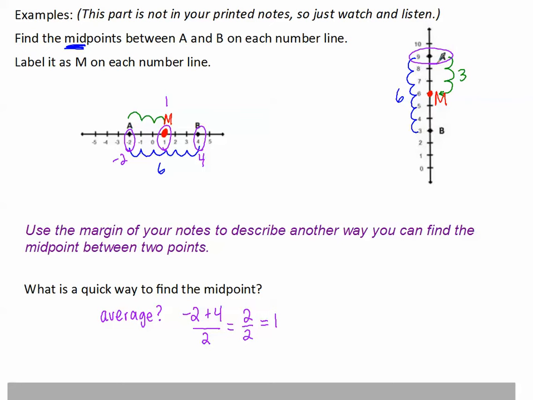Point A is at 9. Point B is at 3. 9 plus 3 divided by 2. 9 plus 3 is 12, and 12 divided by 2 is 6. Well, where did our midpoint land? That's right, it landed at 6. Did you think of that, or did you think of another way?